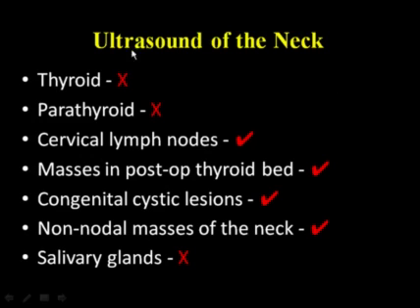So today we're not going to be speaking about thyroid and parathyroid and salivary glands, which have been covered in other lecture series. I will discuss, however, cervical lymph nodes in patients with differentiated thyroid cancer and how they present, both normal and abnormal. I'll discuss masses that you might see in the postoperative bed in patients who've undergone prior thyroidectomy for differentiated thyroid cancer. I'll discuss some of the more common cystic lesions in the neck and also briefly describe some of the non-nodal masses of the neck that you may encounter during these scans.